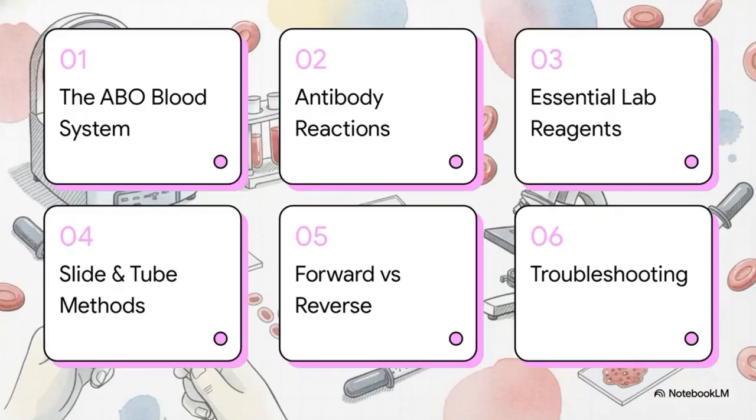Here is our roadmap for today's detective story. First, the ABO blood system. Second, the antigen-antibody reaction. Third, essential lab reagents. Fourth, slide and tube methods. Fifth, forward versus reverse grouping. And finally, grading and troubleshooting.